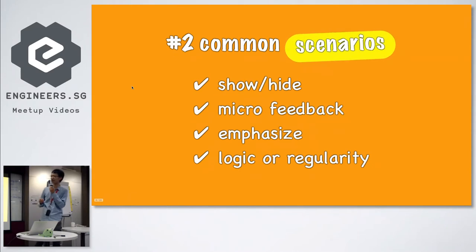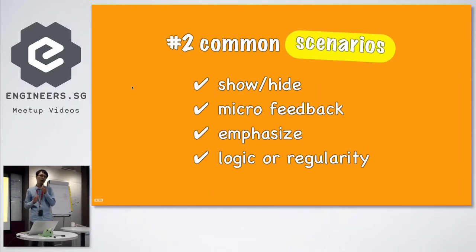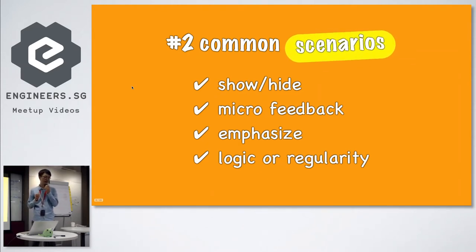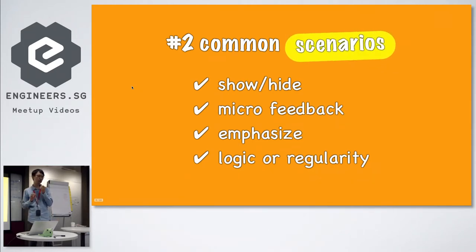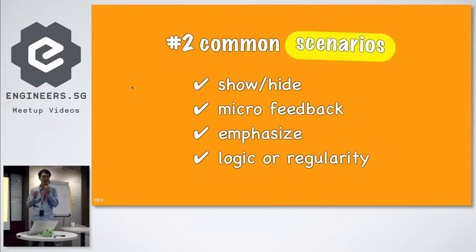So the first two are quite common, but the last two I think are also important. The third one is emphasis. That means maybe there is some primary button or action point that is really important, and you want to make sure a user could pay attention to it. So maybe you make some little animation to attract users' attention. And the last one is logic or regularity. I will explain more details later.